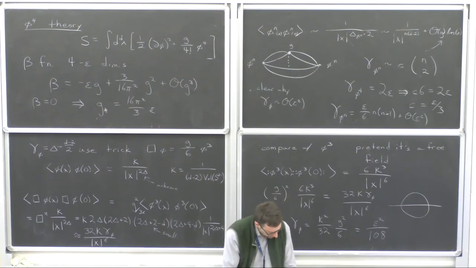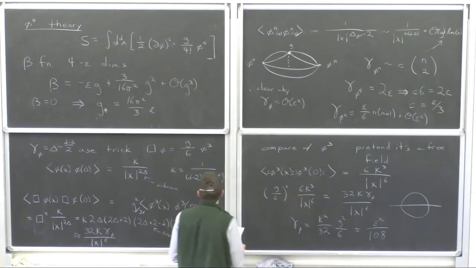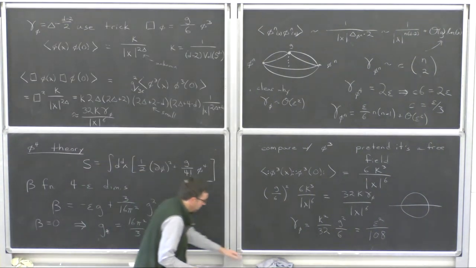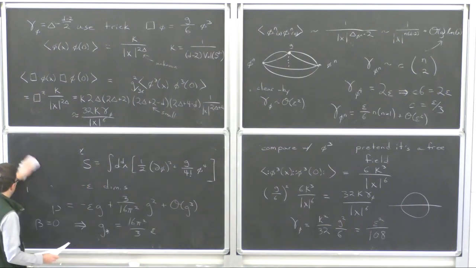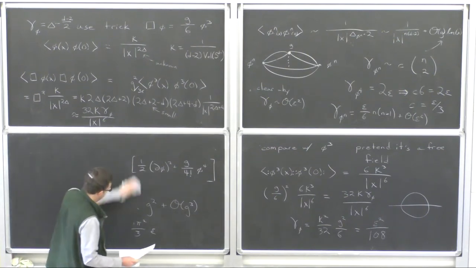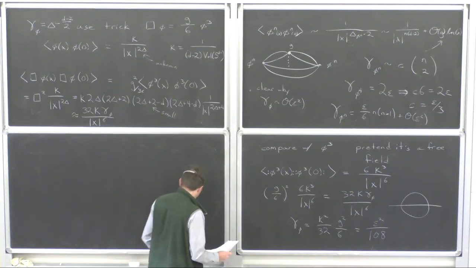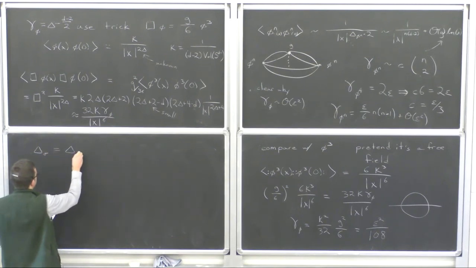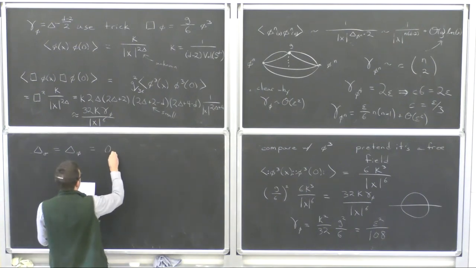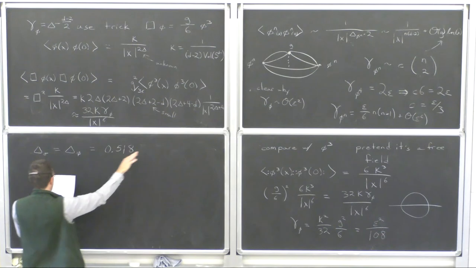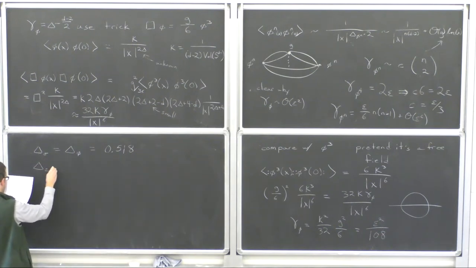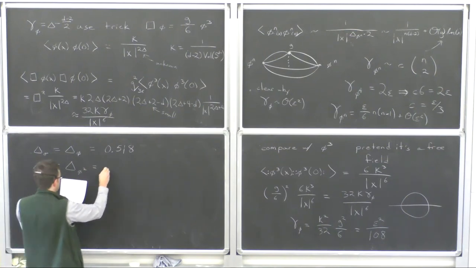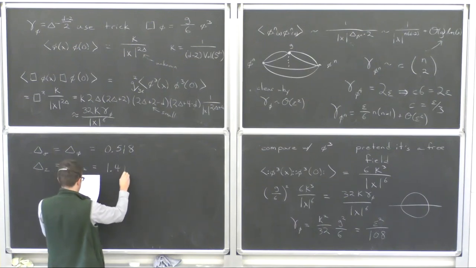Let's just go back for a minute. So we said, let's just make a table. So I was reporting results for Ising before. I said delta sigma, which is really like delta phi, was 0.518, and then there were more digits, because that was a very accurate bootstrap determination, and delta epsilon, which is like delta phi squared, was 1.413.